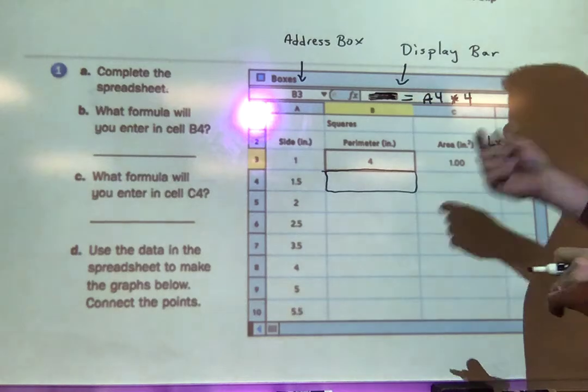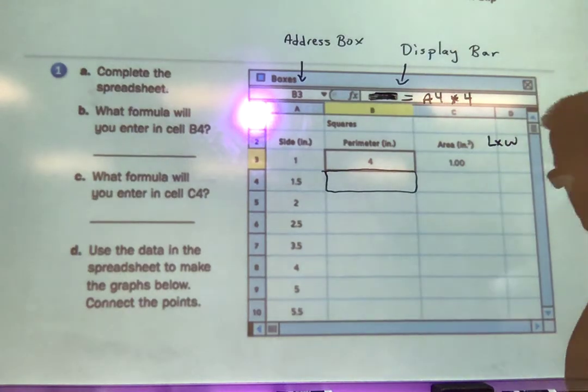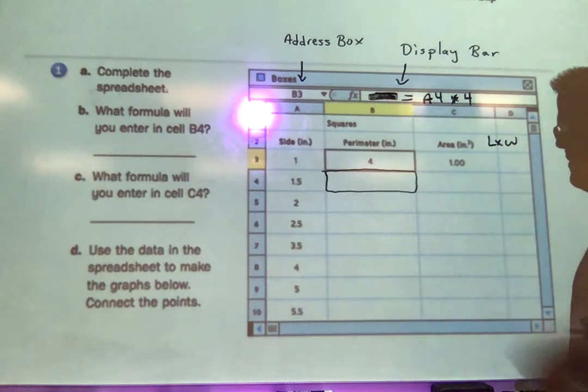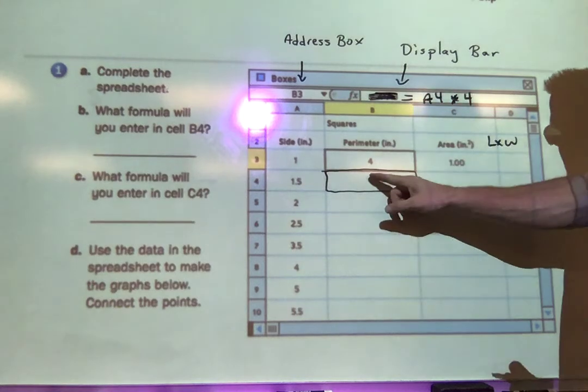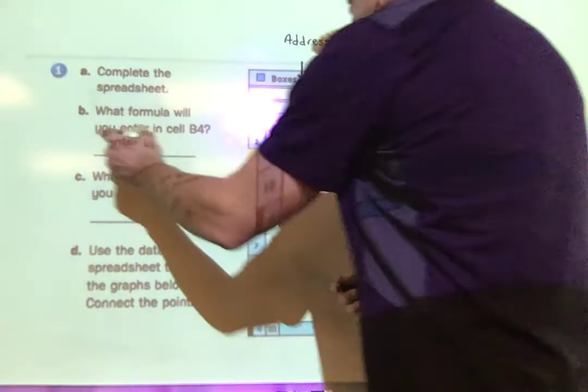Okay, I could have said A4 plus A4 plus A4 plus A4. But we know that means multiplying by 4, so we make it simpler. And if I do A4 times 4, it would pop in the answer there for me. And we'll look at those answers here in a little bit. Okay, so A4 times 4 would do that for me. Okay, so that would be my answer here.